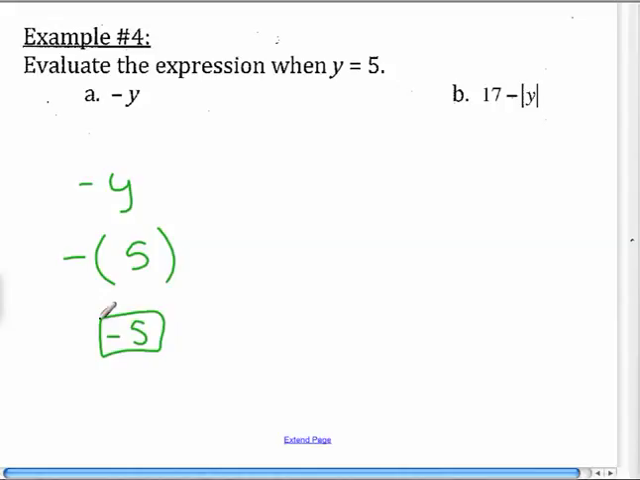All right, so now this one's going to say 17 minus the absolute value of not y, but 5. Right? So Nicholas, what do I do first? And what is the absolute value of 5? Okay, simple enough, but we'll get to some later where it's a little more confusing. Or not necessarily confusing, but complex.